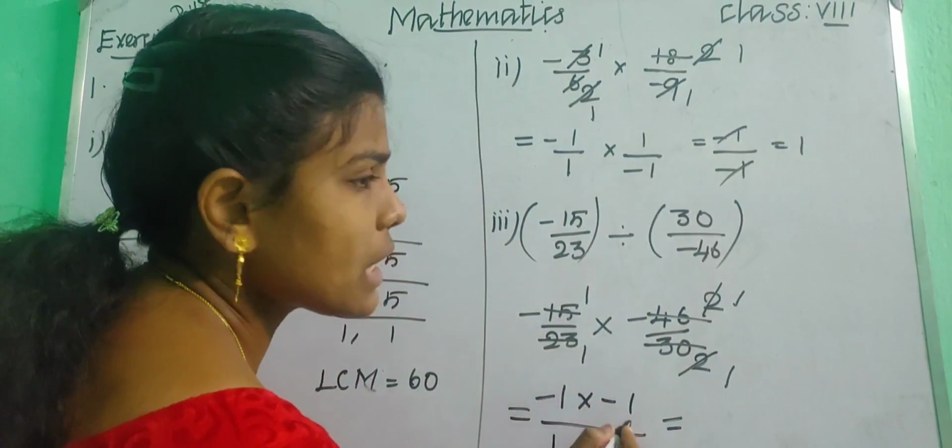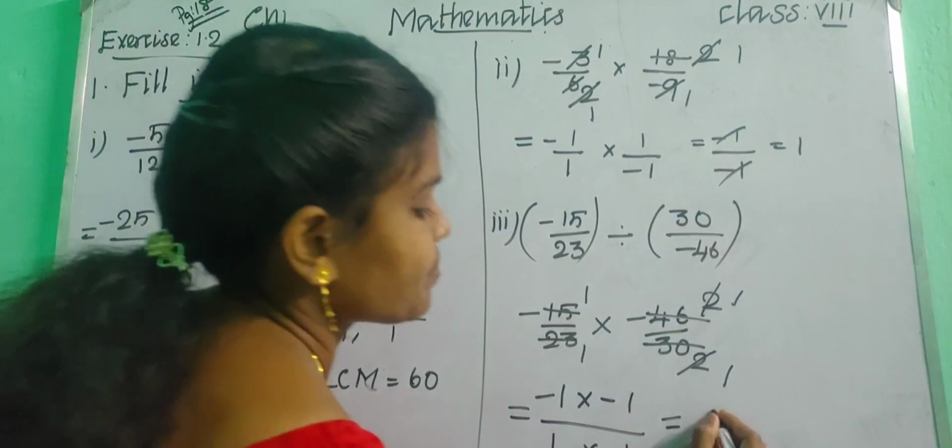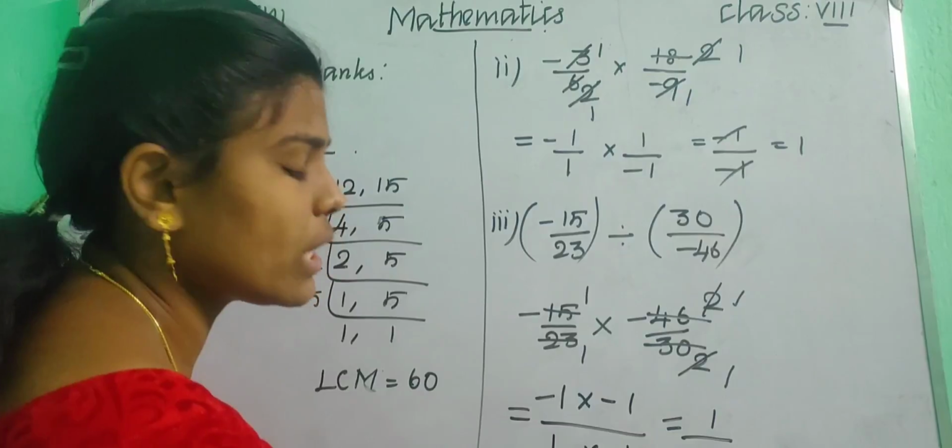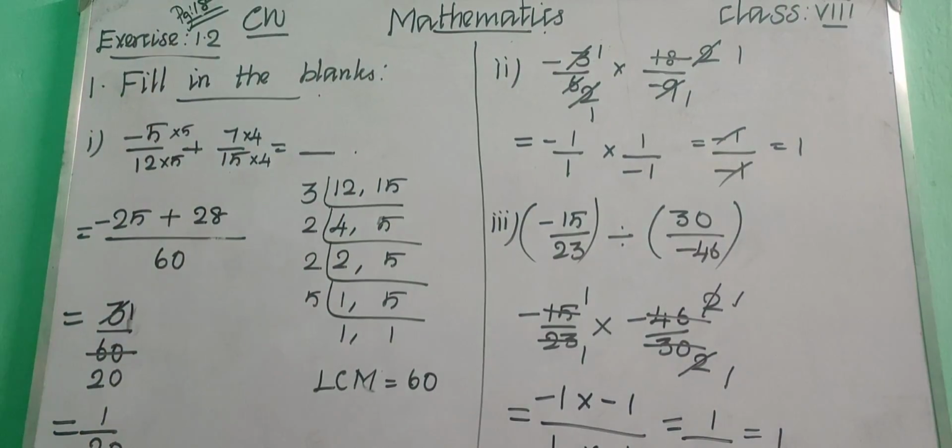Minus into minus, we know it is plus, right? So 1 into 1 is 1, and in the denominator 1 into 1 is 1. So the answer is 1. Okay children, copy it in your notebook.